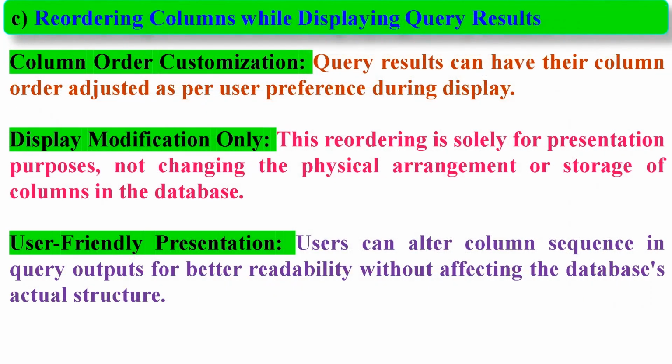Let's learn about reordering columns while displaying query results. Column order customization: query results can have their column order adjusted as per user preference during display. Display modification only: this reordering is solely for presentation purposes, not changing the physical arrangement or storage of columns in the database. User-friendly presentation: users can alter column sequence in query outputs for better readability without affecting the database's actual structure.